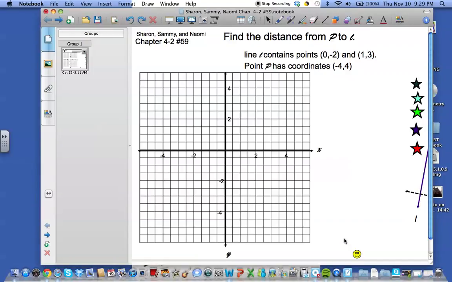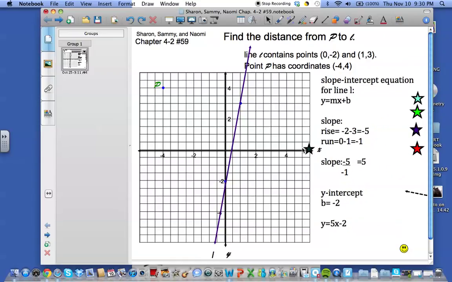And point P here, line L has the coordinates (0, -2) and (1, 3). And point P is (-4, 4), which is right here. And so let's put a line for line L. There. And so our first step to find this is to find the slope-intercept equation for line L.